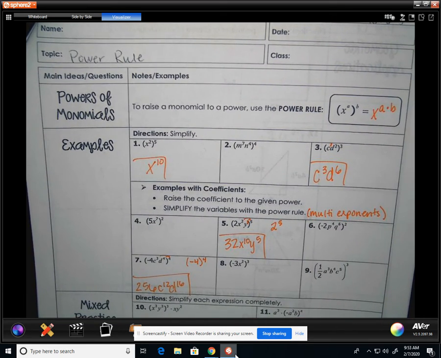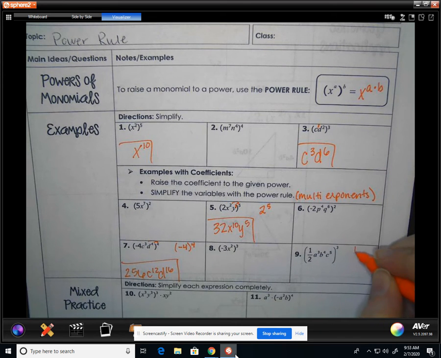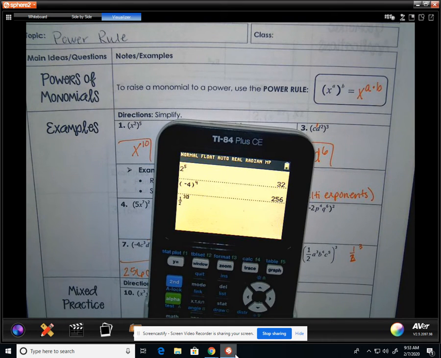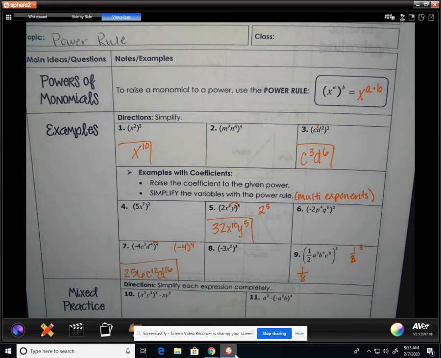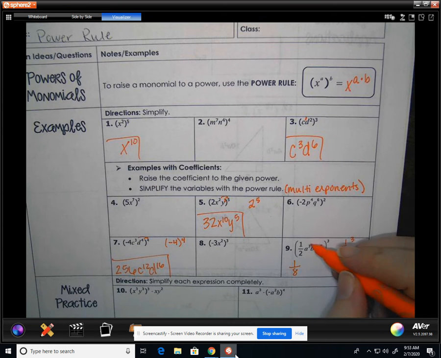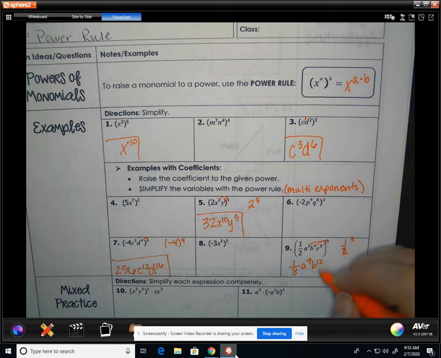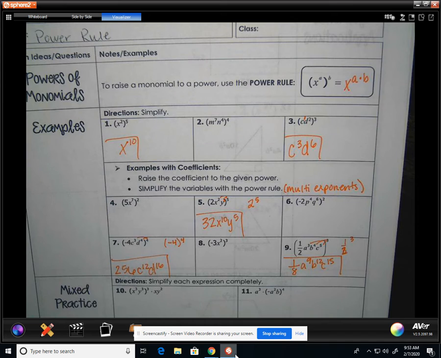Okay, number 9. I'm going to take 1/2 and take it to the 3rd power. So 1/2 to the 3rd. And that gives me 1/8. Remember, I don't want decimals. So if you're getting decimals, convert it to a fraction. And then 3 times 3 gives me a to the 9th. 4 times 3 gives me b to the 12th. And c to the 5th. 5 times 3 gives me c to the 15th. So take the coefficient to the power and then just multiply exponents.